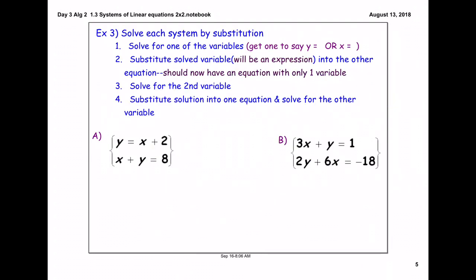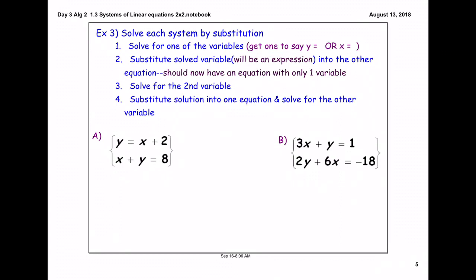Example 3, we are going to use substitution to solve the following systems. The method of substitution is when you get one of the variables by itself and you substitute it into the other equation so that you are left with an equation that only contains one variable. You then solve for the second variable, substitute it back in to get your answer.